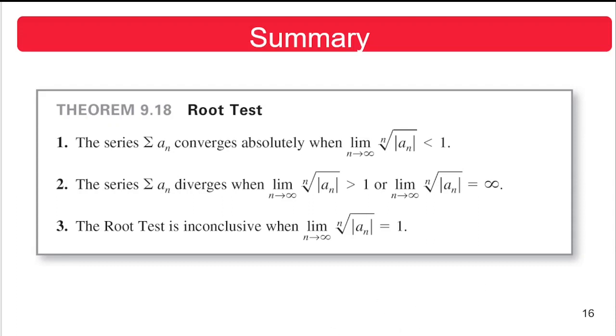Okay, in summary, the series summation of a sub n is said to converge absolutely when the limit of the nth root of the absolute value of a sub n as n approaches infinity is less than 1. Second, the series summation of a sub n diverges when that limit is greater than 1, or if the limit is infinity. Third, the root test is inconclusive when that limit is equal to 1.